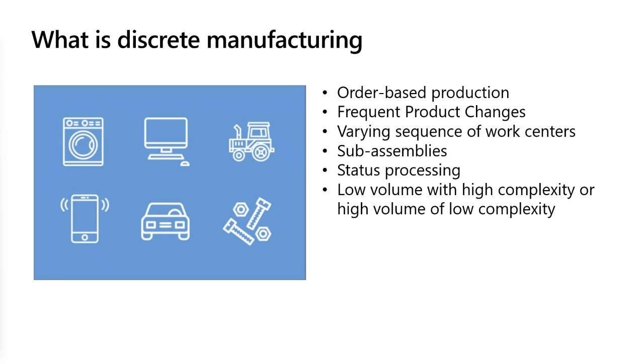Low volume with high complexity, or high volume with low complexity of products, are the extremes we usually see in discrete manufacturing. Now that we have understood what discrete manufacturing is, let's have a look at the production strategies and the industries that we see in discrete manufacturing.